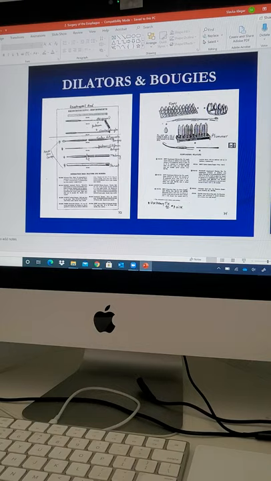Then we have a Maloney. Same size as a Hurst, and again it's filled with the tungsten gel. What's the difference there? This one has a little roundish tip, okay? So it's pointed and has that round bulb. Next group of the dilators are the Cipi.